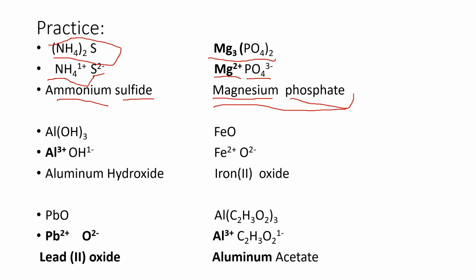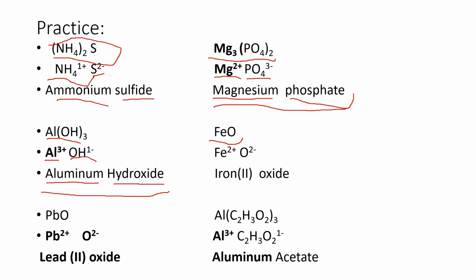So we have Al(OH)3. The symbol of the cation is Al3 positive. The symbol of the anion is OH1 negative. The name of the cation is aluminum. The name of the anion is hydroxide. So the full name is aluminum hydroxide.